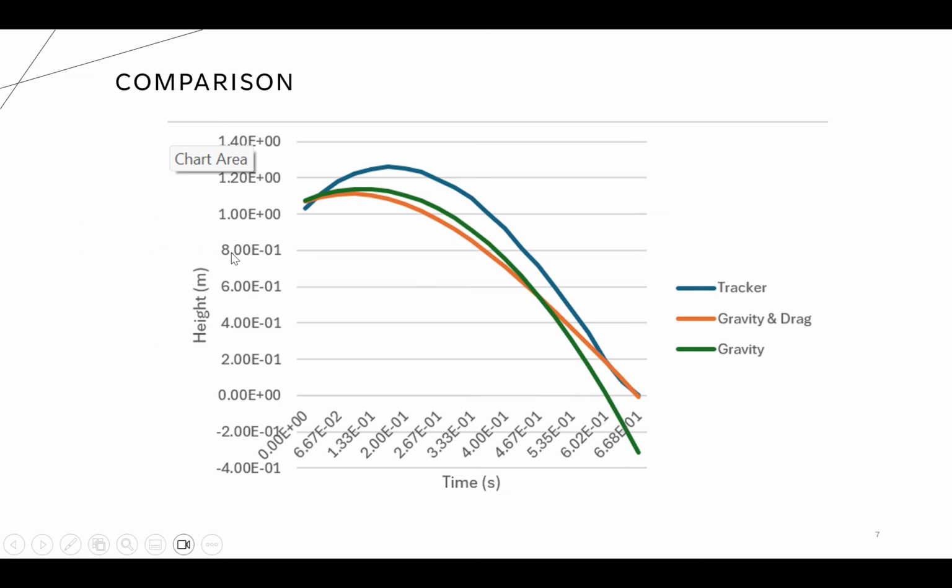Now here we have a comparison of the three. In blue we have the tracker data, which is height in meters over time. In orange is the computational model with gravity and drag, and in green is a computational model with just gravity. As you can see, the computational model with gravity and drag is lower, which completely makes sense since there's an extra force of drag on the paper ball, it will not travel as high. And the tracker data is the highest of all three, which doesn't necessarily make the most sense, but this could be due to human error, as I will state next.